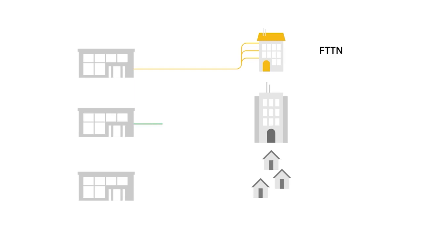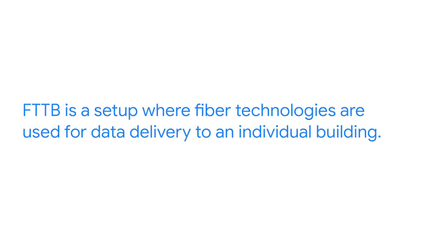The next version you might come across is FTTB. This stands for fiber to the building, fiber to the business, or even fiber to the basement, since this is generally where cables to buildings physically enter. FTTB is a setup where fiber technologies are used for data delivery to an individual building. After that, twisted pair copper is typically used to actually connect those inside of the building.